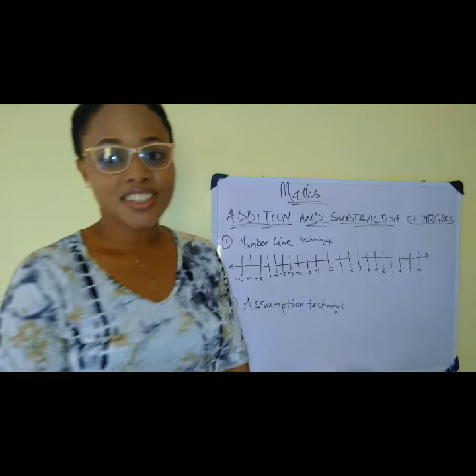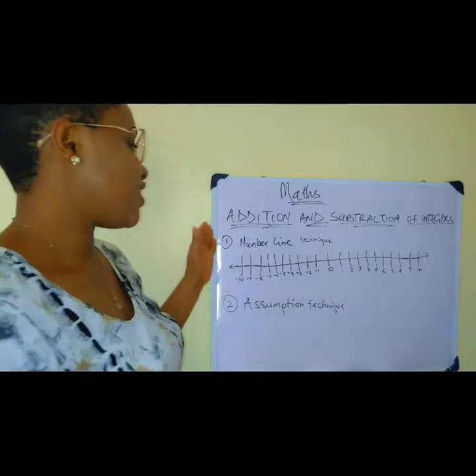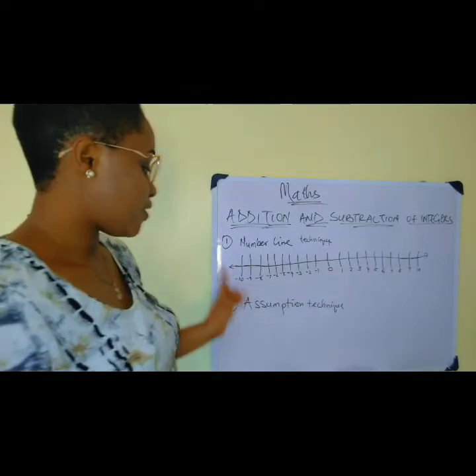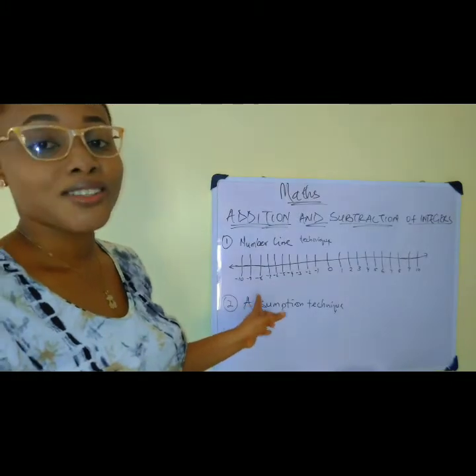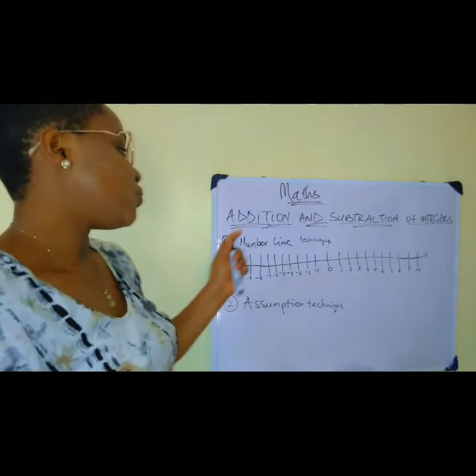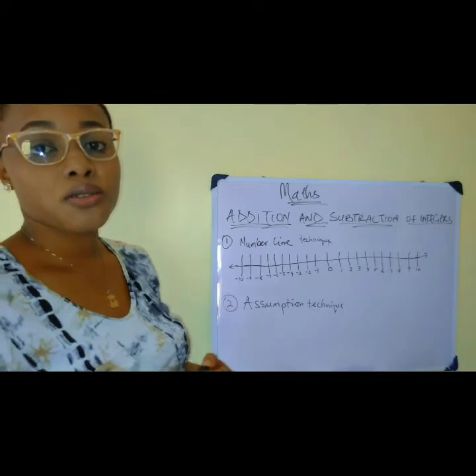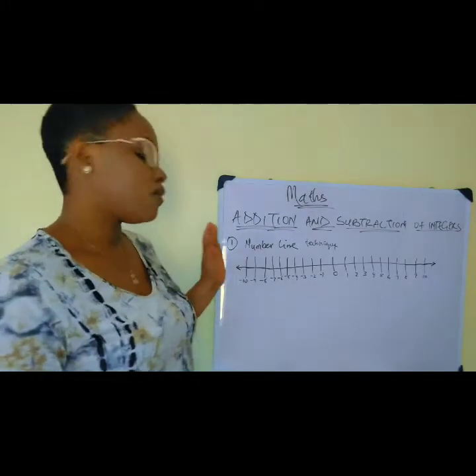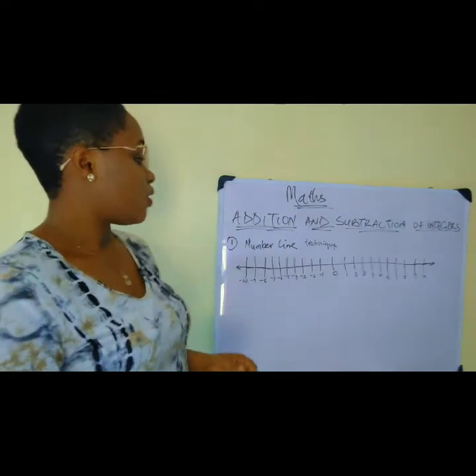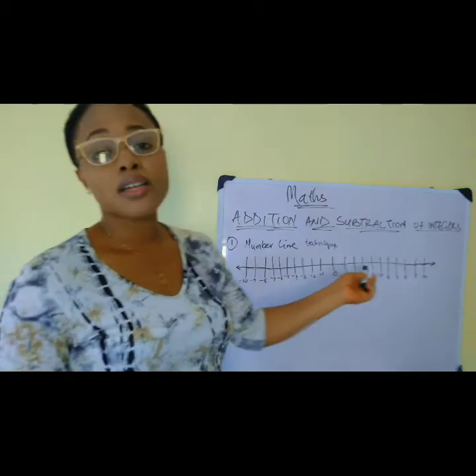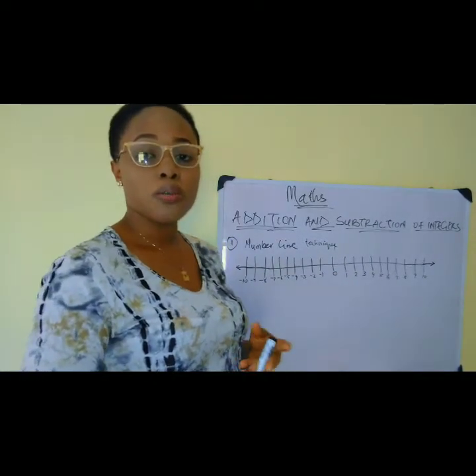So let's get started. The first technique is number line, and the second one is what I call assumption technique. So let's start with the first one, which is number line. So this is what a number line looks like. A number line is simply a horizontal line that you can use to count your numbers.